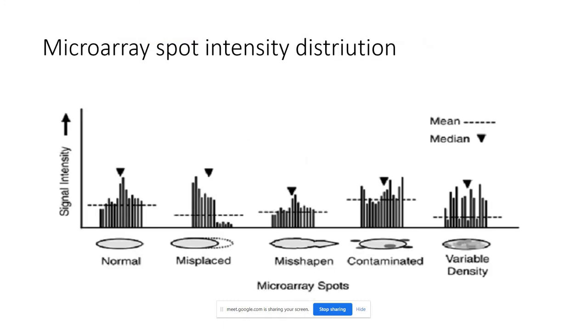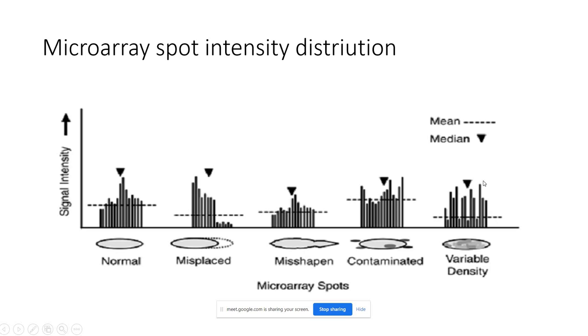Microarray spot intensity distribution. Here the different spots are shown: normal, misplaced, misshapen, contaminated, variable. Each spot type is shown, with the mean and median on the graph. For normal, we will have a distribution like this, with the mean and median ratio like this. For misplaced spots it can be like this, for misshapen spots like this, for contaminated spots like this, and for variable density like this.